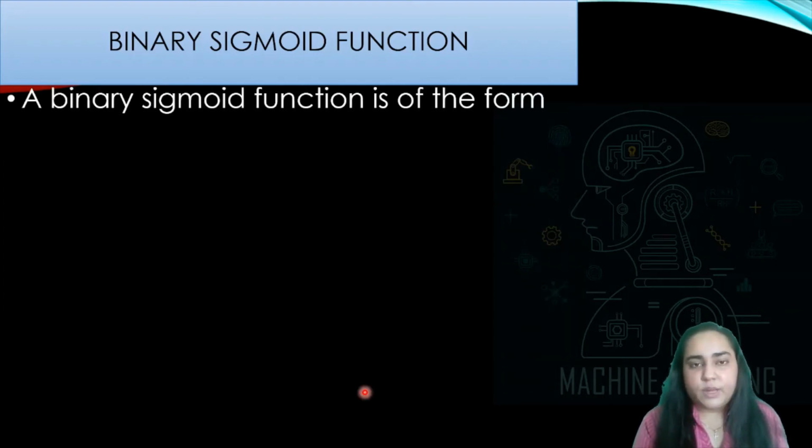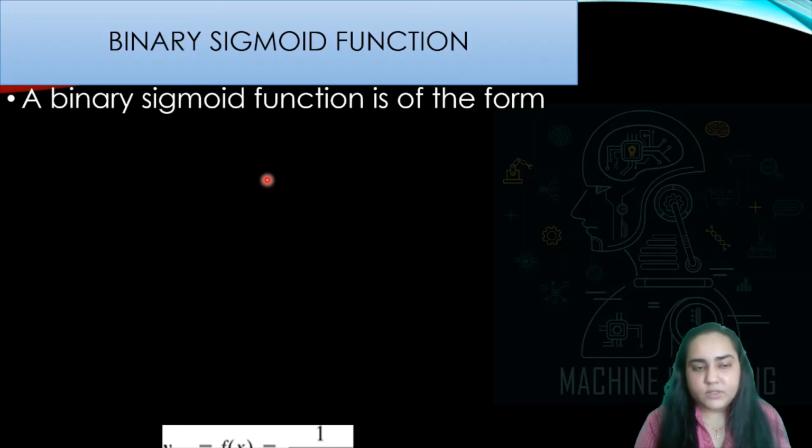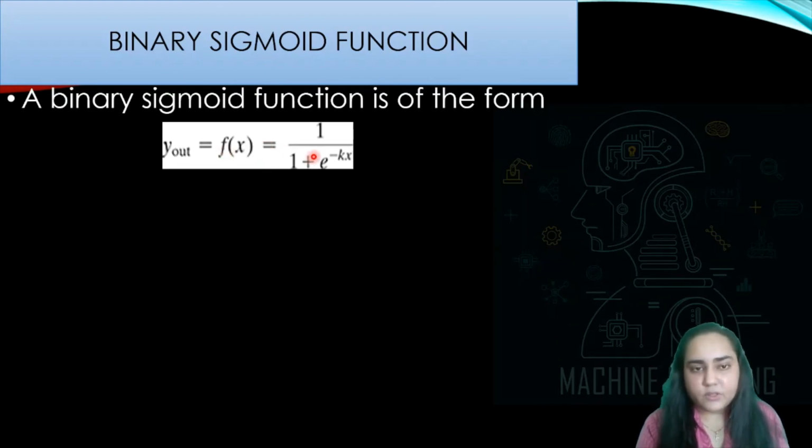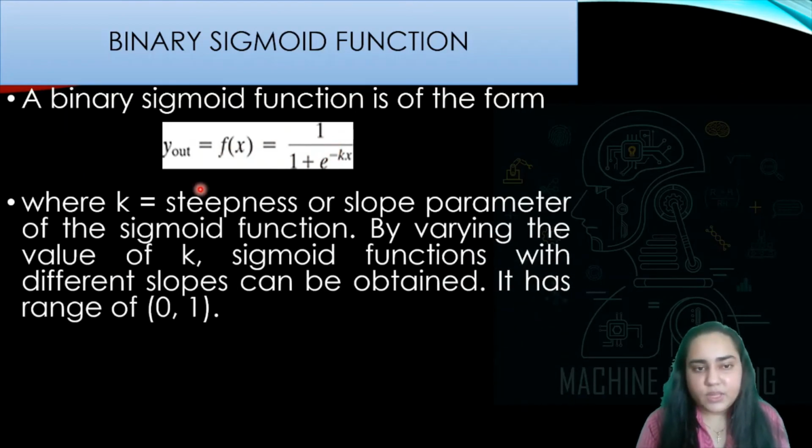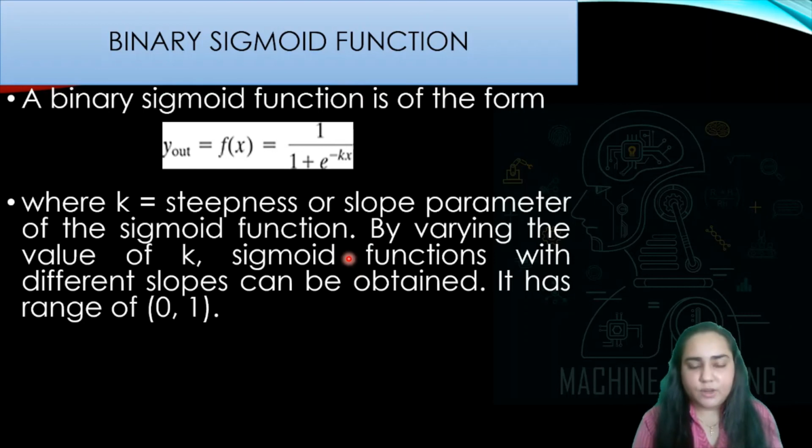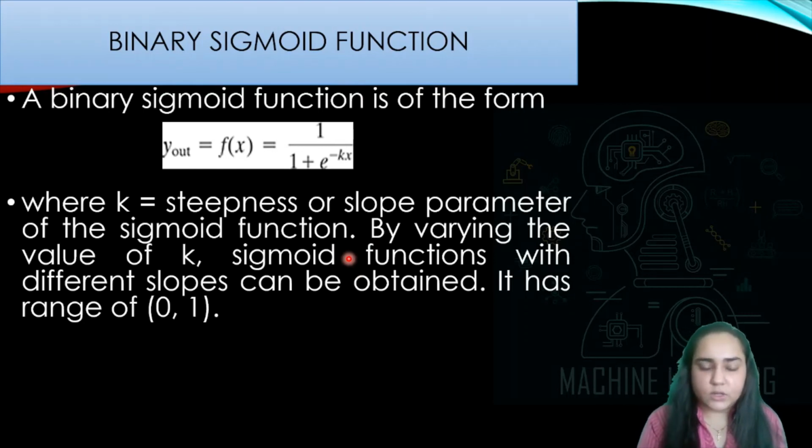Let's first talk about the binary sigmoid function. It is of this form: f(x) is equal to 1 upon 1 plus e raised to minus kx. And here k is the steepness or slope parameter of the sigmoid function. So we just saw that the sigmoid function is actually a curve. The curve has some slope, and that slope is the value of k. And if you vary the value of k, then sigmoid functions with different slopes can be obtained.